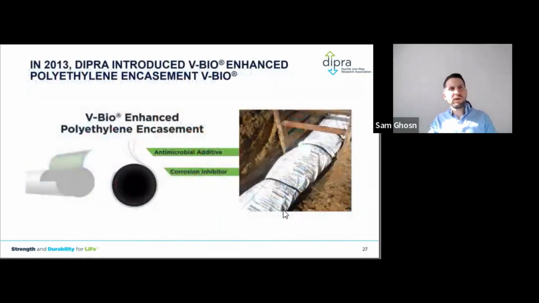So over the years, in 2013, we came up with a new polyethylene encasement bag, and that was called V-Bio Enhanced Polyethylene Encasement. Basically, the bag has similar properties to standard polyethylene encasement. It has to meet the AWWA C105 standard. However, this bag will have two layers that are co-extruded with the bag, and those layers are an antimicrobial and a corrosion inhibitor. So they help control the environment, the electrolyte, between the pipe and anything that gets under the wrap from water that we expect to get on the wrap. It's not watertight, it's not airtight. However, we don't want to exchange that water in and out.